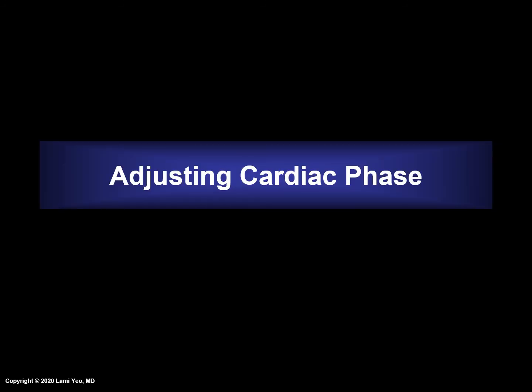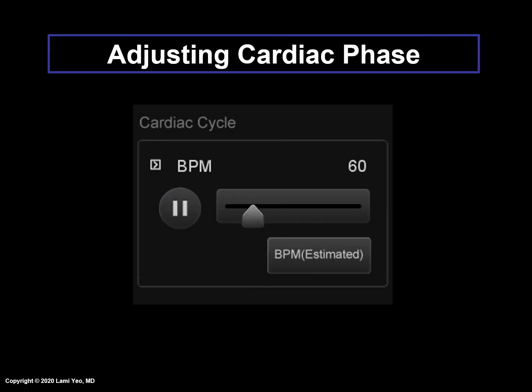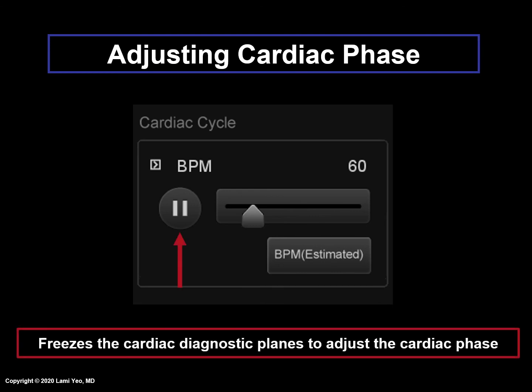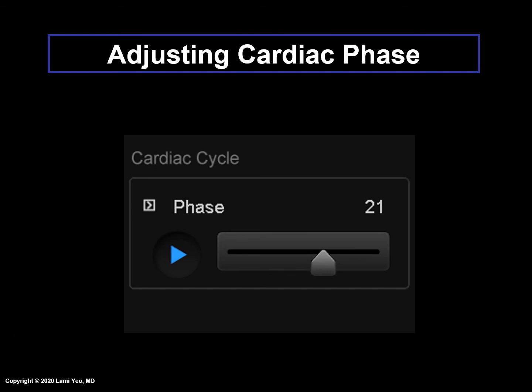Finally, FINE allows one to adjust the cardiac phase. When this panel is shown, the fetal heart in the diagnostic planes is in motion at 60 beats per minute. By pressing this button, this will freeze the diagnostic planes so that the cardiac phase can be adjusted. At the same time, the panel will convert to the one seen here. By sliding the gray button to the left or right, the cardiac phase in the cycle can be adjusted, for example, to systole or diastole.